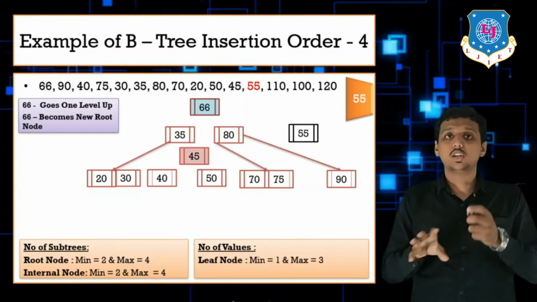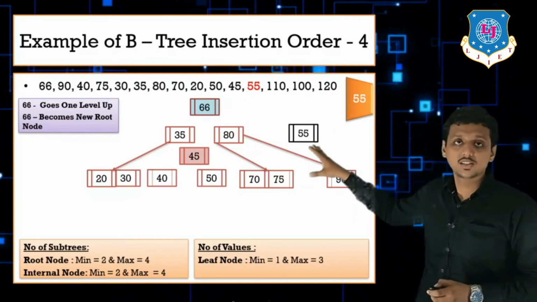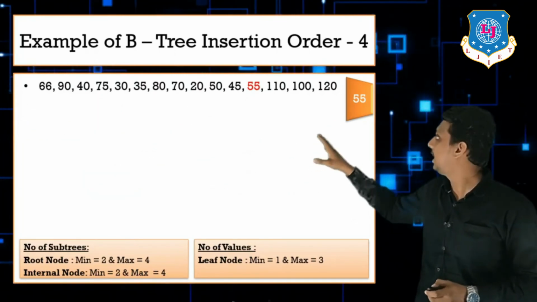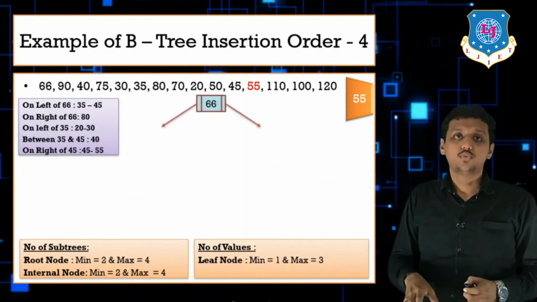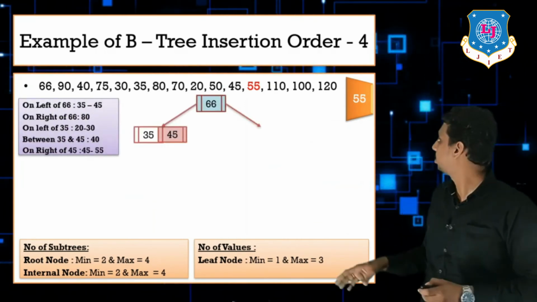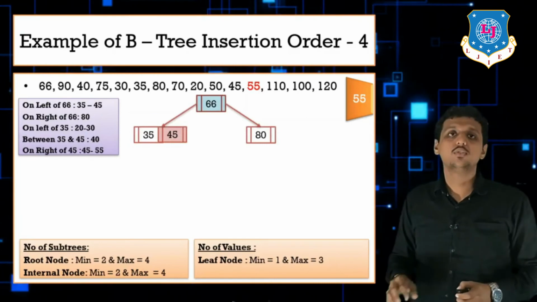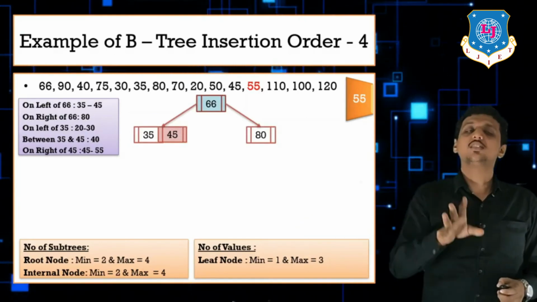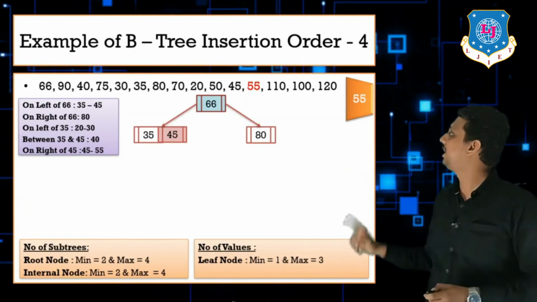So now see the situation. On the left side of the 66, students, you may have 30 and 45. Okay. On the right side of 66, you may have 80. But what about the rest of the values? So just arrange the rest of the values according to the ascending order.